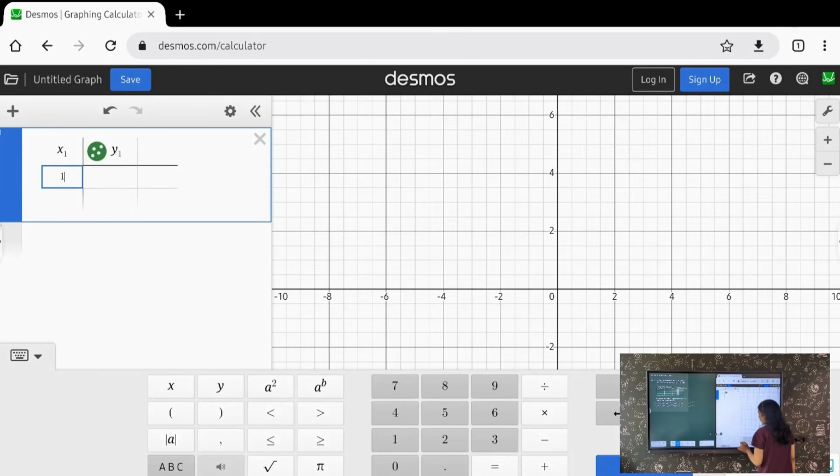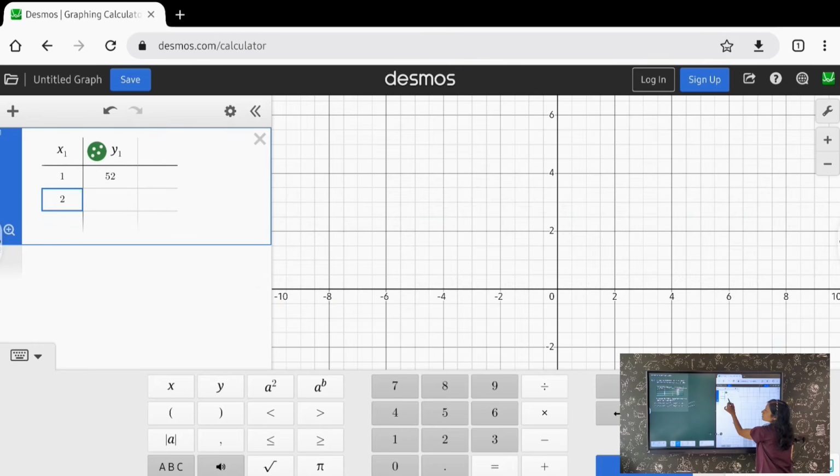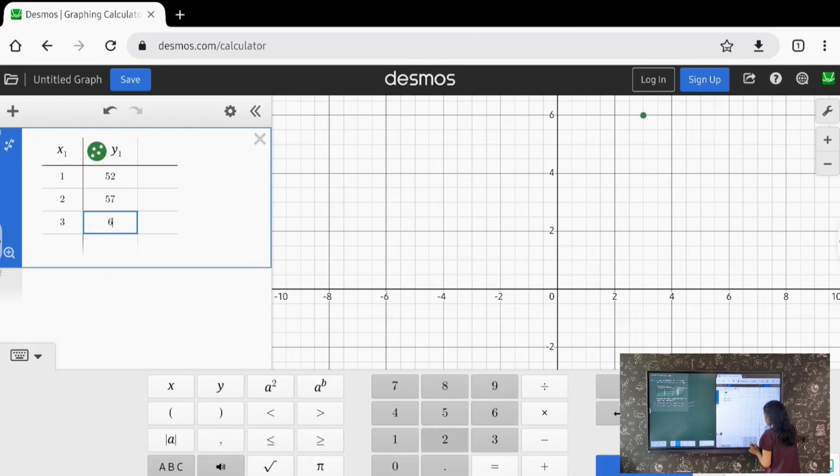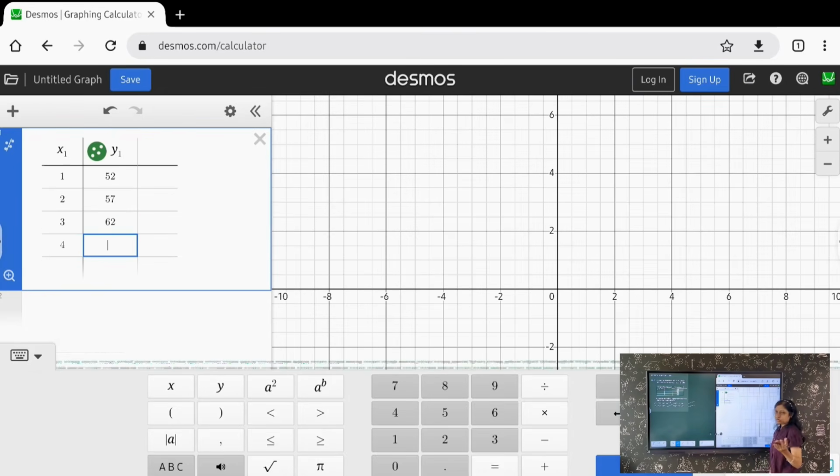So, enter the value of x1 as 1 and the value of y1 as 52. The second value of x is 2 and the second value of y is 57. The third value of x is 3 and the value of y is 62. The fourth value of x is 4, simple, and the value of y is 67.